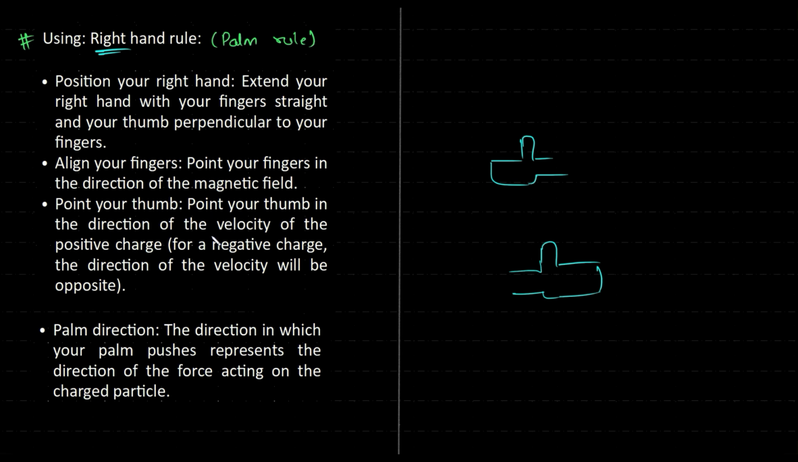Point your thumb in the direction of the velocity of the positive charge. In our case, it's going up, so that's good. So that's your velocity, that's your magnetic field. My palm is on the other side. I'm looking at my knuckle, so let me represent that way. So that's my palm. This is my knuckle. And the palm direction is pointing in this way for me. Do that, don't be lazy. That will represent the direction of the force.